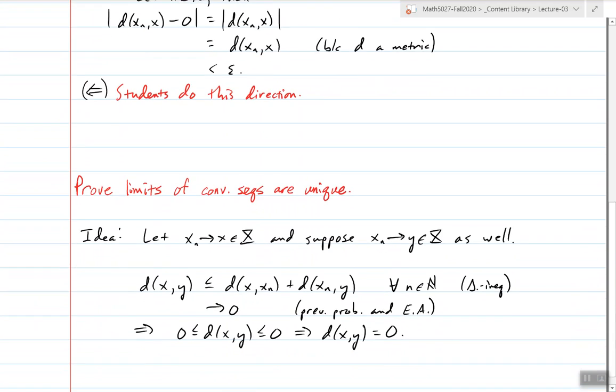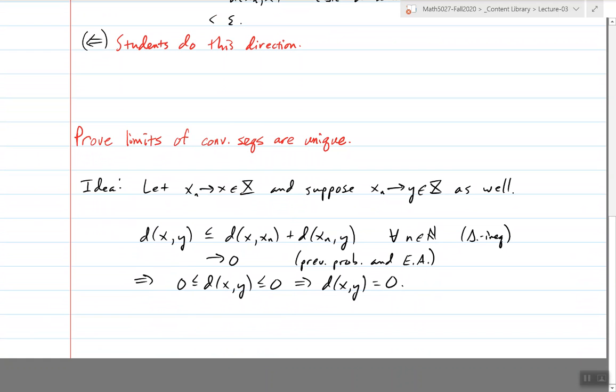And then I suggest you prove the limits of convergent sequences are unique. Here's an idea. This is not quite a formal proof, but it basically gives away the idea. Let xn converge to x, and suppose it also converges to y. Then use the triangle inequality from the metric space: the distance from x to y is less than or equal to the distance from x to xn plus the distance from xn to y, for every single n, no matter which xn you picked. That just follows from the triangle inequality. Now, by the previous problem, this converges to 0 as a sequence in the reals.